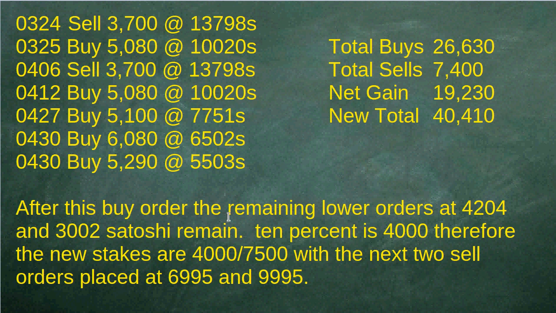So after this buy order, the remaining lower orders at 4204 and 3002 Satoshi would still remain. 10% is 4,000 because I'm looking at the 40,000, so therefore I'm going to reset it so that the stakes are 4,000 and 7,500, with the next 2 sell orders placed at 69.95 and 99.95.